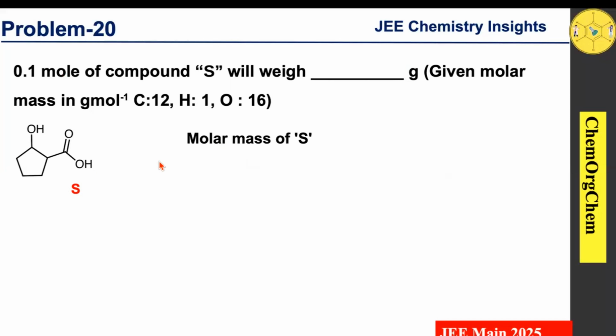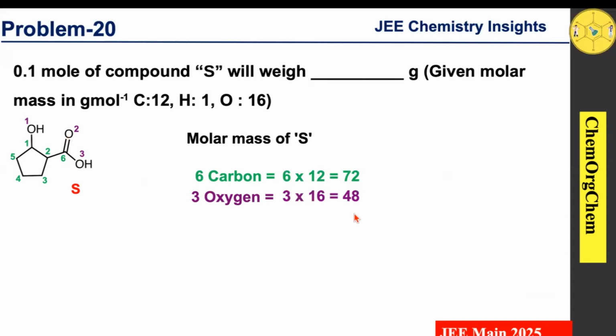For that, first we should count how many carbon atoms are present in this compound S. Here you can number, you can start the numbering from this carbon. So here there are 6 carbon atoms present. Therefore 6 into 12, which gives 72. Next we should see how many oxygen atoms are present in this compound. Here there are 3 oxygen atoms present. Each oxygen is 16, so 3 into 16 gives 48.